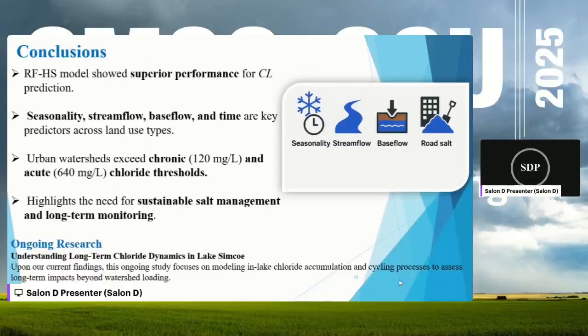As a conclusion, our random forest model hybridized with the harmony search algorithm outperforms GAM and the standalone random forest model. Seasonality was found to be the dominant variable in urbanized, suburbanized, and road-dense sub-watersheds, while stream flow and base flow are the important variables in the agriculture and natural heritage areas.